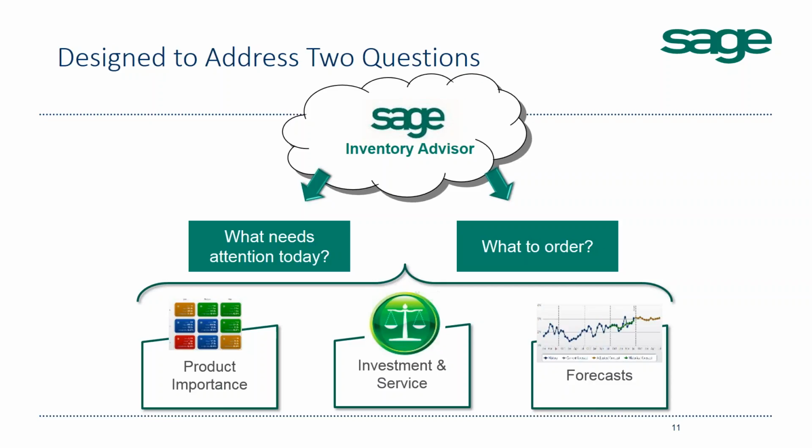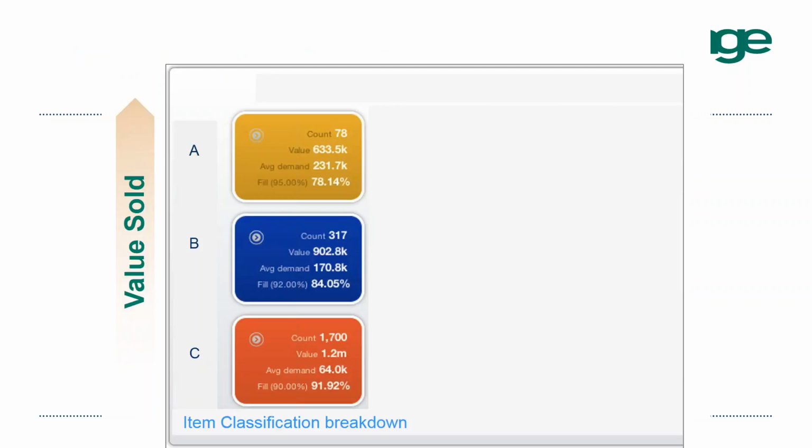There's a very robust forecast engine, and again, we'll talk about that in the software. But just a little more clarity on that product importance. Inventory Advisor will automatically load the sales history for every item. It will then use that sales history to rank how that item contributes to your business, both in terms of sales and in terms of inventory turns.